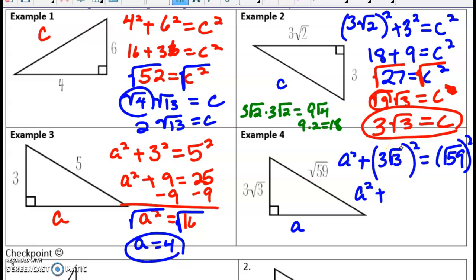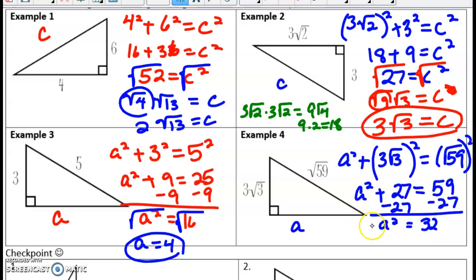You have to put it in parentheses. It will become 9 times the square root of 9, which is 3. So that will be equal to 27. Use your calculator to your advantage. The square root of 59 times the square root of 59, use your calculator, and the square root of 59 squared is just 59. Now I'm going to subtract 27. I get a squared is equal to 32.